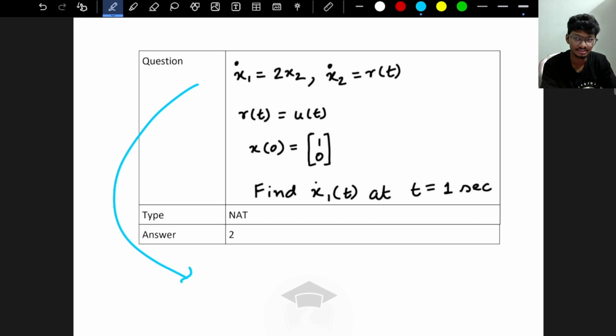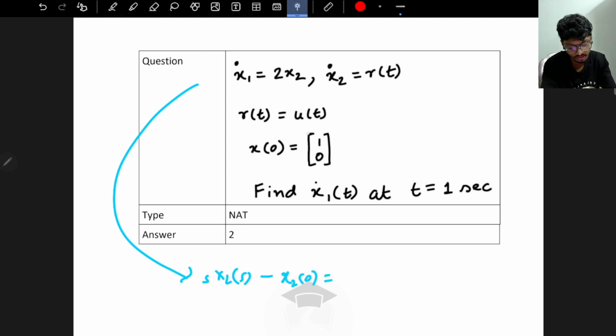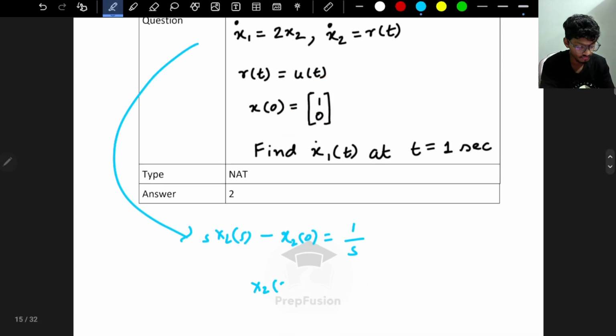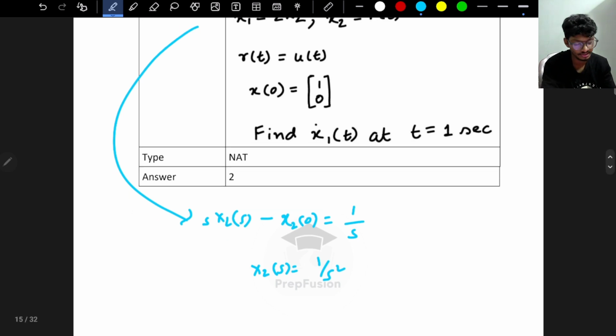So I will take the Laplace transform. If I take the Laplace transform, the x2 dot of t will be s X2 of s minus the initial condition. You cannot ignore the initial condition, that is x2 of 0, equals r of s. R of s is what? The Laplace transform of u of t, that is 1 by s. Okay, x2 of 0, you can see from the matrix, the second row is 0, so it is 0. So my x2 of s is 1 by s square.